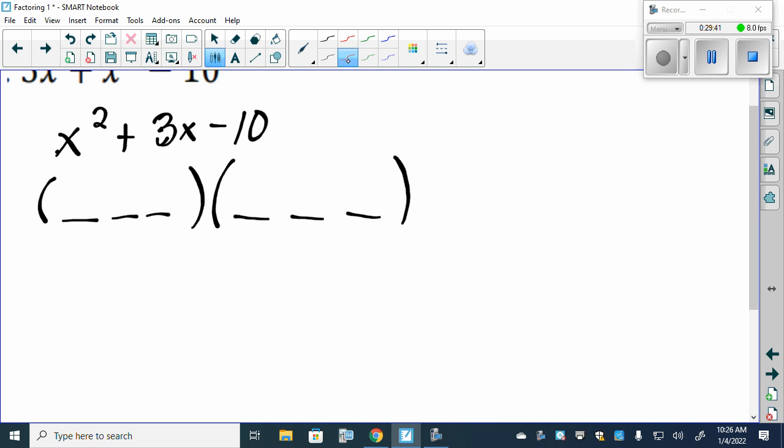Now, since the sign of the third term is negative, our signs are going to be opposite. One is going to be positive, and the other is going to be negative. Then we need to find the factors of the first and third term. Here the factors of x squared are x and x. The factors of 10 are 1 and 10, 2 and 5. Which one would we want to use? 5 and 2.